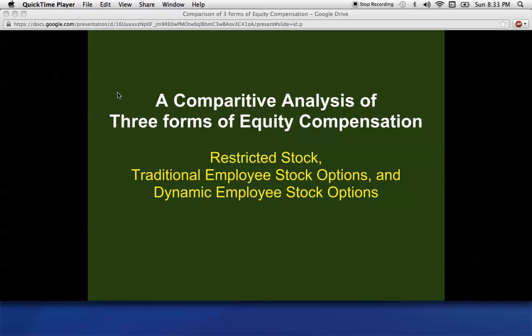Hello everyone, this is John Olegas, and I'm going to talk about a comparative analysis of three forms of equity compensation. Those forms are restricted stock, traditional employee stock options, and dynamic employee stock options, a concept which I created.